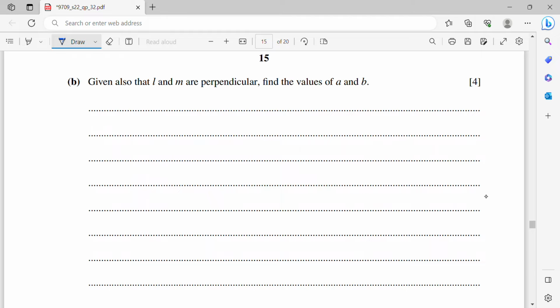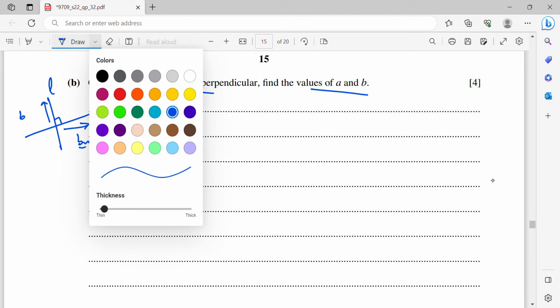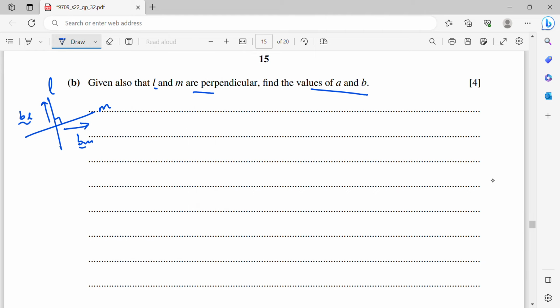Okay, now part B. Given also L and M are perpendicular. Find the values of a and b. So when L and M are perpendicular, let's say this is the L, this is the M. Which means the direction vector of the L and the direction vector of the M, let's say this is the bL, this is the bM. The dot product of these two vectors will be 0 because of the perpendicular properties. Right? So I will start with bL dot bM equals to 0.